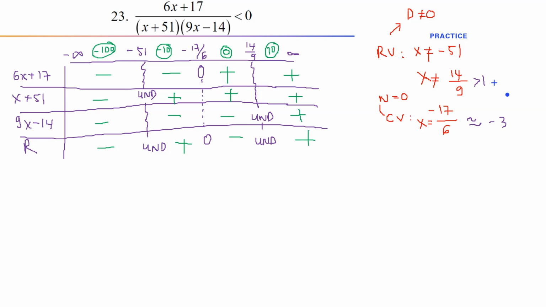All right, we want less than 0. Less than 0 means not including 0. Less than 0 means negative. We want the negative regions without 0. So the result will be negative infinity, comma, negative 51, not included, union, not including 0, negative 17 over 6, comma, 14 over 9, close parenthesis.